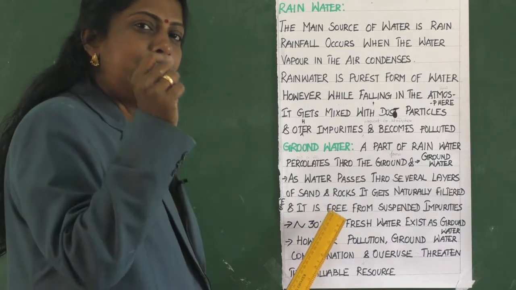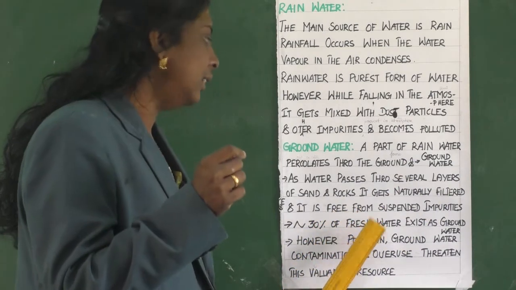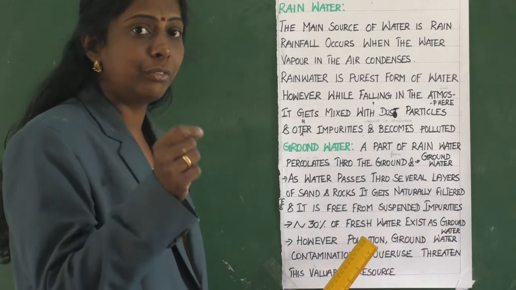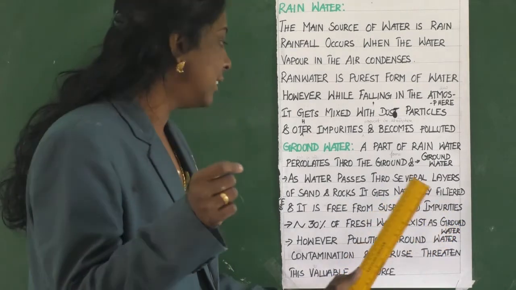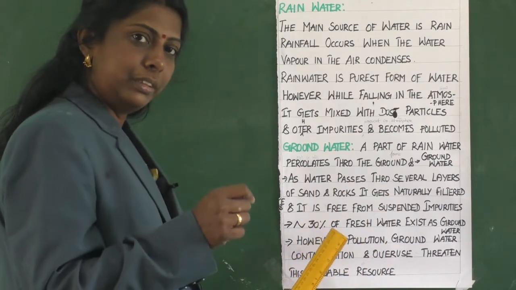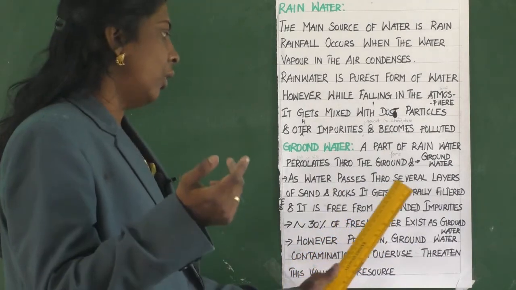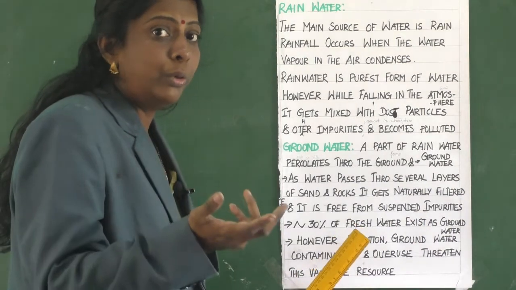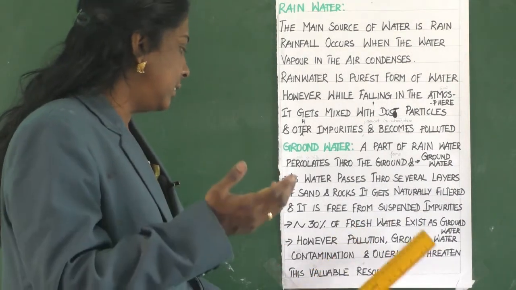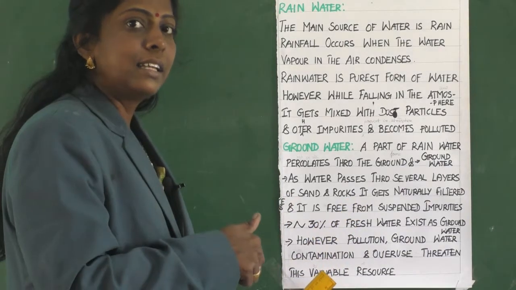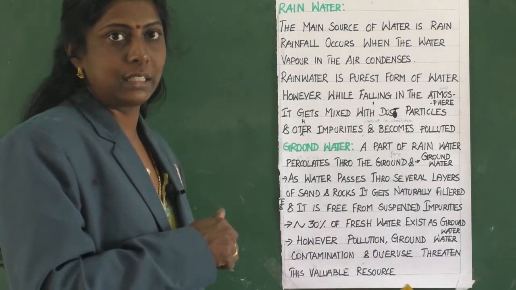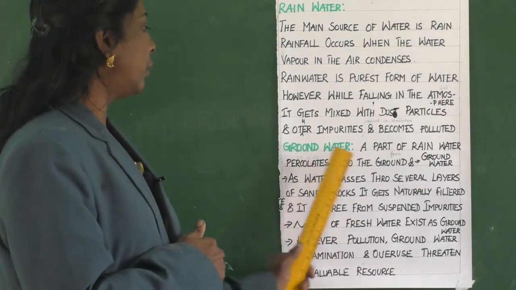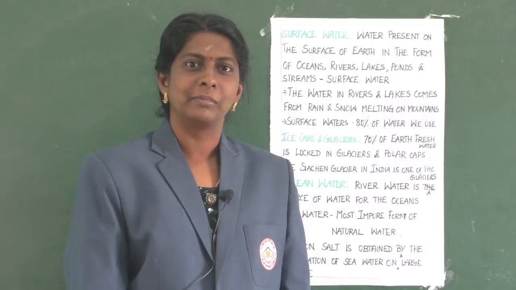Approximately 30% of fresh water exists as groundwater. However, because of pollution, groundwater contamination or overuse, all these things threaten this valuable resource. Clear? Yes. So this is what we have about groundwater.